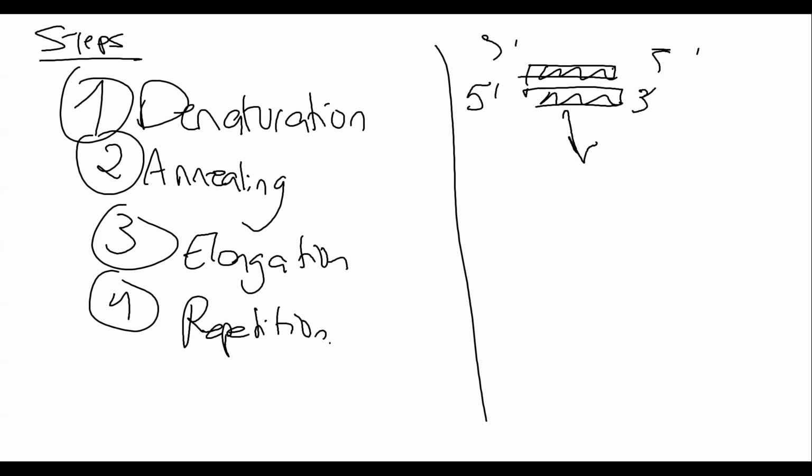So we want to amplify it. What do we do? Step 1, we heat it. Step 2, we add the primer to cool it down, because it's heated. So we add the primer.